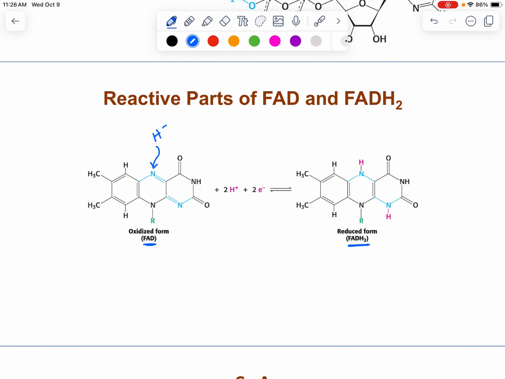Okay. And when that happens, again, these electrons will move here, these electrons will move here, and now that nitrogen has a pair of electrons it can use to bond to that second hydrogen. Okay, and so we see the changes over here as we've added there and there. Okay, this is reversible. It can pick up electrons, it can drop off electrons.